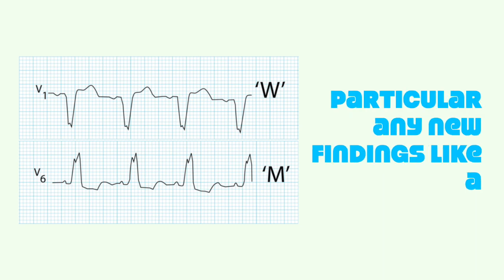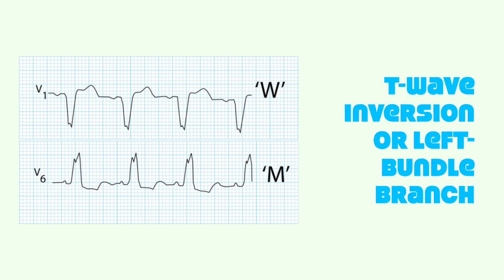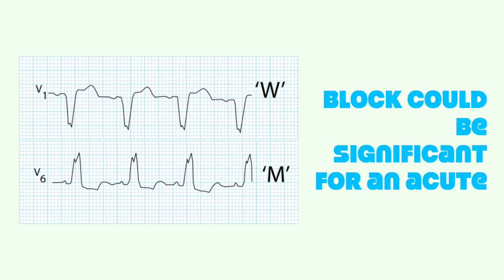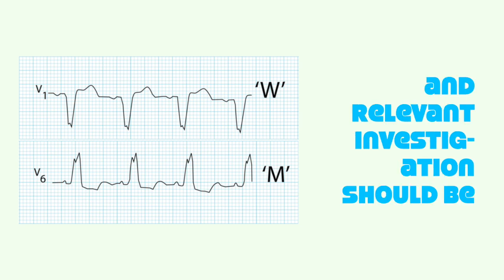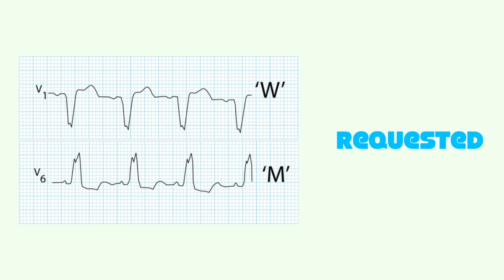In particular, any new findings like a T-wave inversion or left bundle branch block could be significant for an acute coronary syndrome, and relevant investigation should be requested.